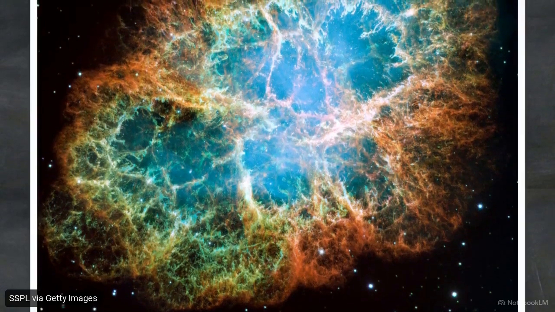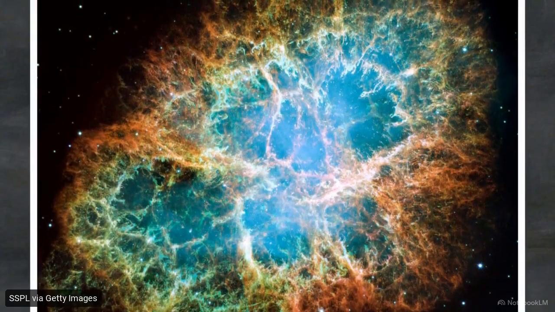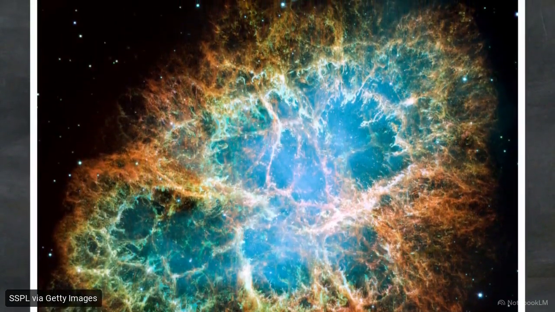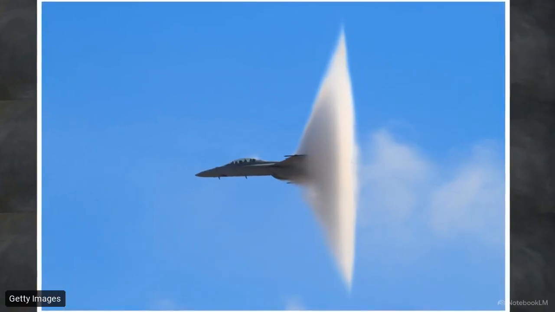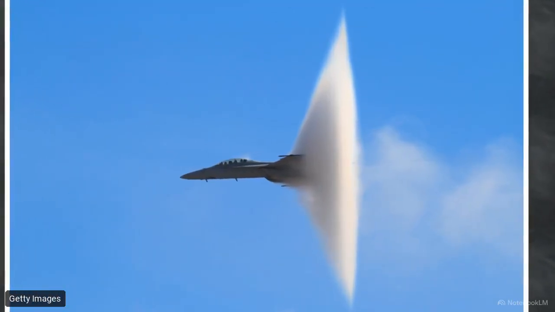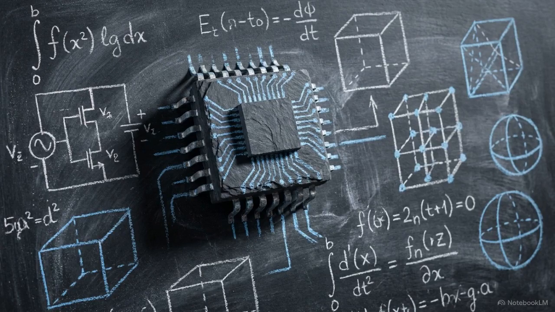The physical universe operates as a chaotic, continuous flow of energy and matter. We observe this scale in the swirling gas structures of the Crab Nebula. We observe it on Earth, where supersonic fighter jets violently compress the atmosphere into localized vapor cones. A computer cannot process this continuous physical reality.